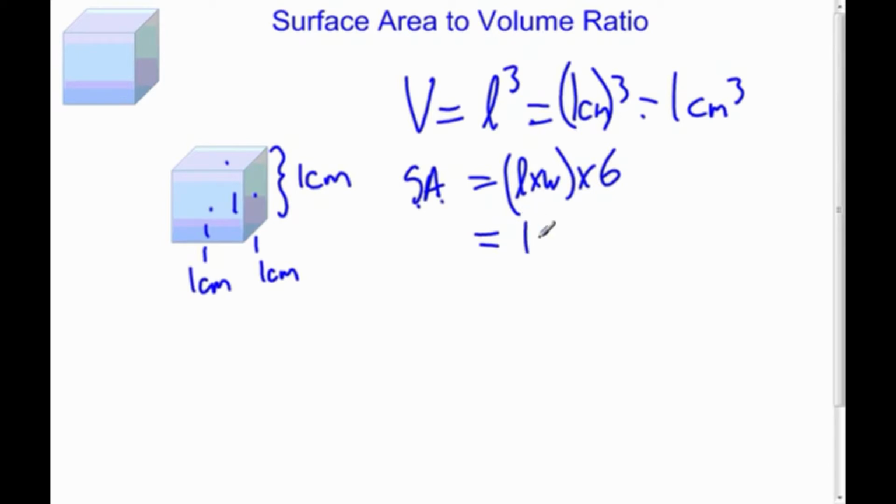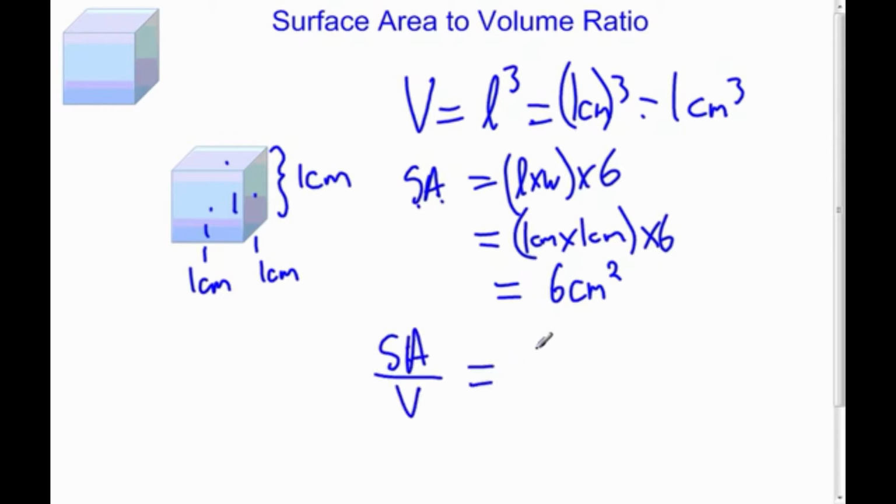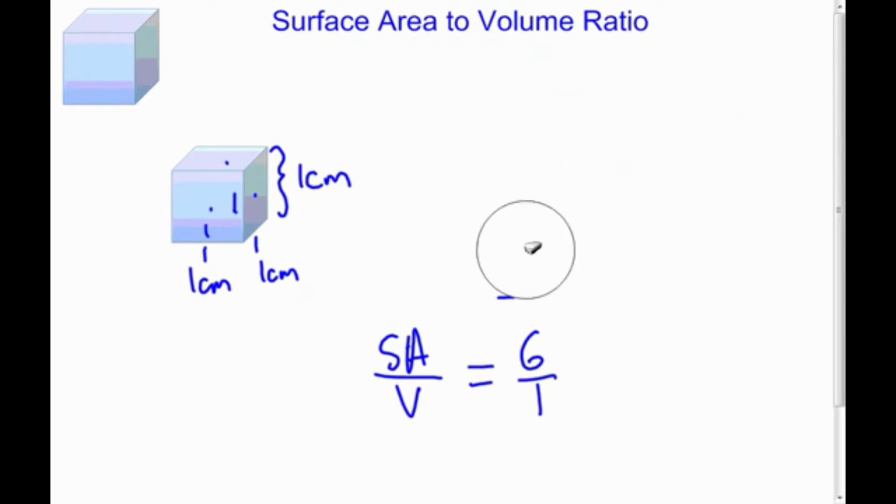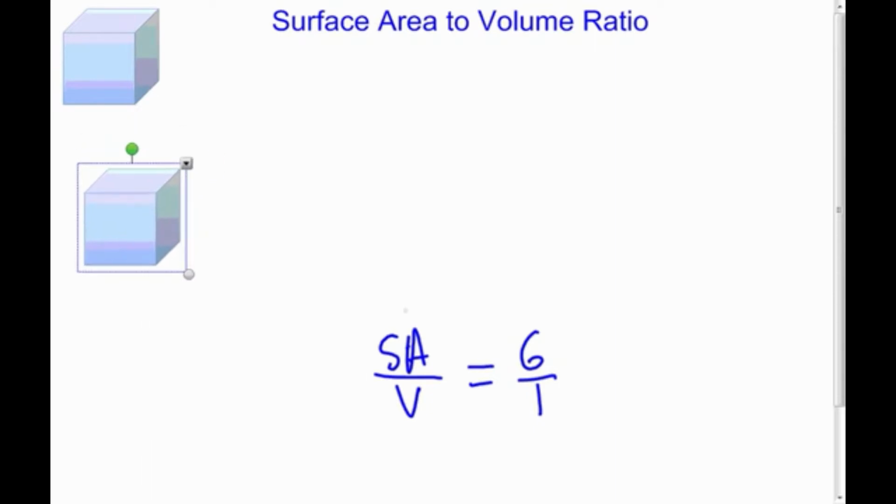So now 1 centimeter times 1 centimeter times 6. 1 times 1 is 1. Times 6, we have 6 centimeters squared. The surface area to volume ratio is then 6 to 1. So for a 1 by 1 by 1 cube, we have a surface area to volume ratio of 6 to 1. Let's get rid of all these calculations. And so that's just this little cell here.